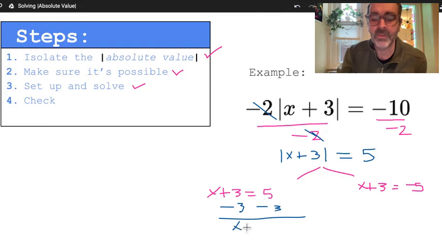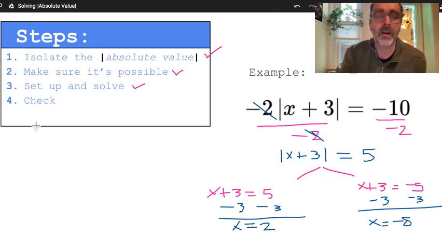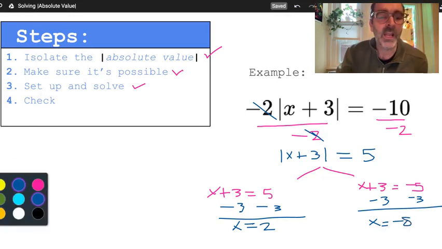And we end up with x equals 2 over here. And then we subtract 3 on this side. And we end up with x is equal to -8. All right. We solved it.